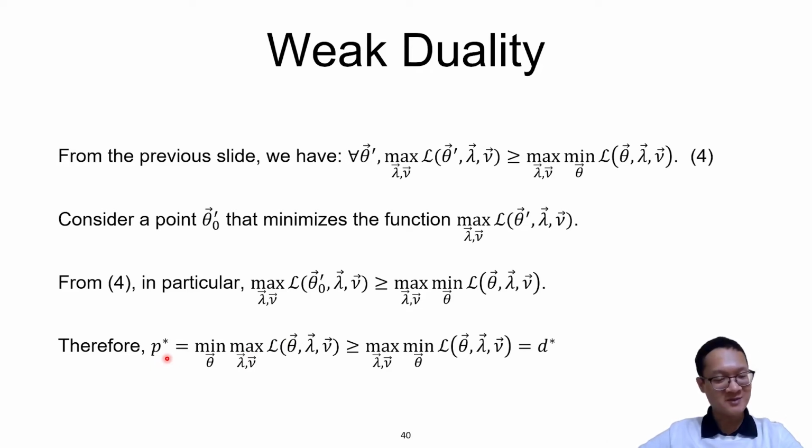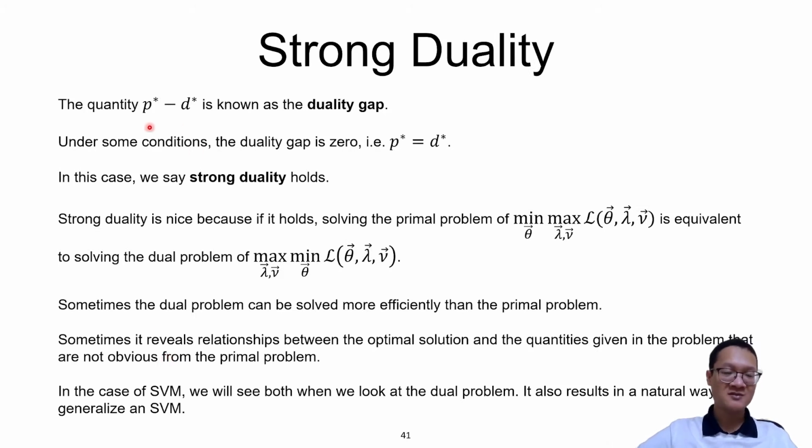So for now, it's just a bunch of mathematical facts for general optimization problems. We're now going to start to relate this general theory to what we're going to do for SVM. In general, the difference between P star and D star is called the duality gap. Sometimes, under some conditions which we'll talk about a bit later, the duality gap is 0, meaning that P star equals D star. In this case, we say that strong duality holds.